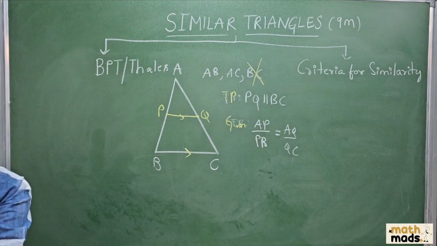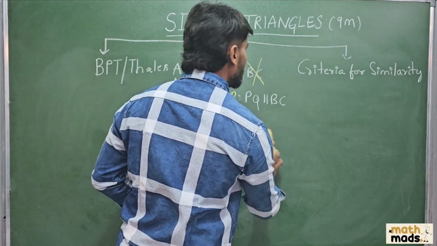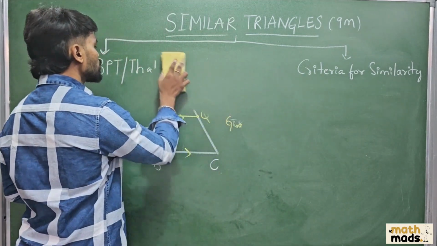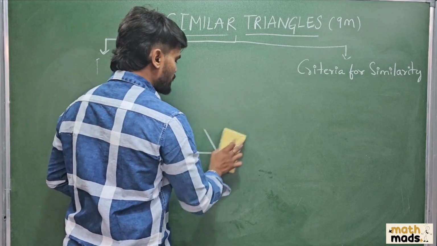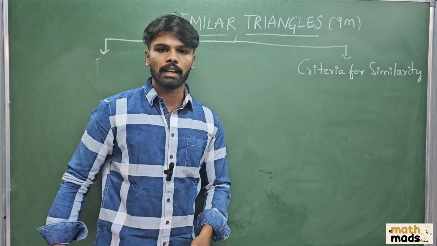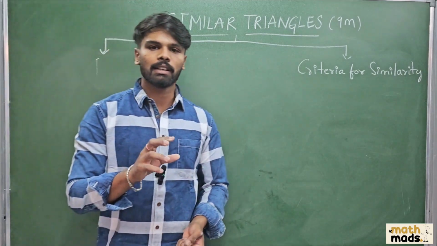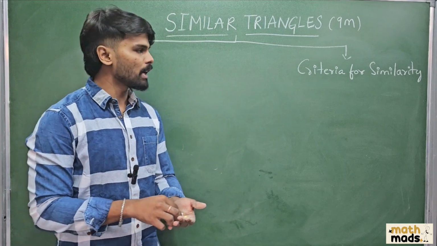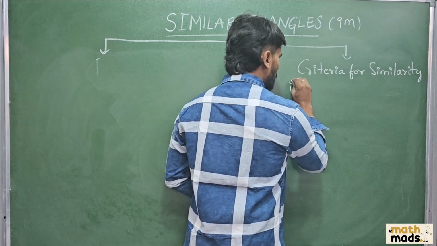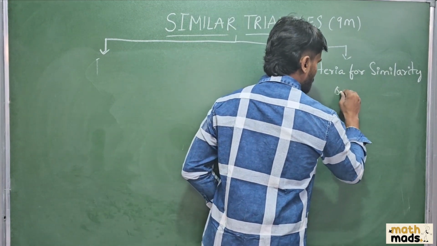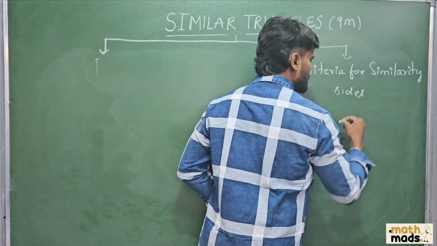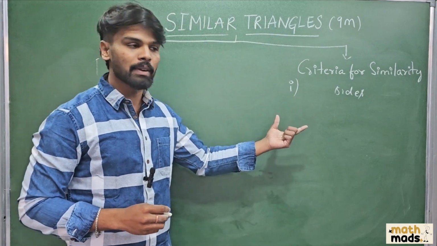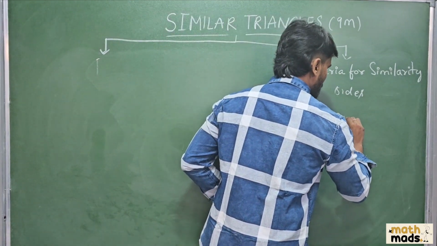The second important thing in this chapter is criteria for similarity. Now to understand this in a better way, you have already learned congruency of triangles. You have seen how many postulates there were in congruency, right? The same thing will apply here also. Now, in a triangle, you will have sides. All triangles will have sides. And what is the other thing which triangles will have? They will have angles, right?